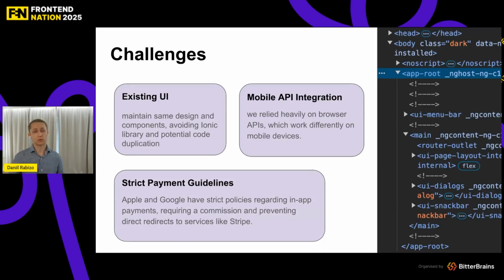And also, we used Stripe for payments, but Apple and Google have very strict payment guidelines because they want to collect a 30% fee or commission from each purchase users make in your application. And if you try to avoid or somehow bypass their payment policy, they will block it. So how do we really integrate Apple and Google payments into the application?